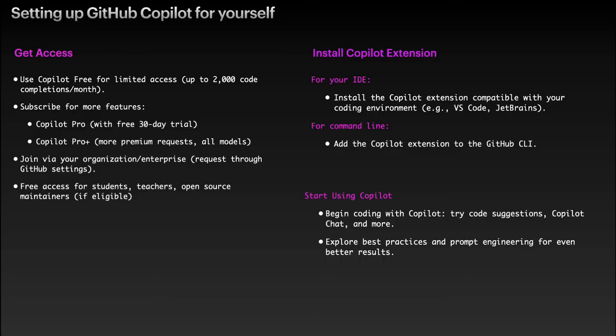So how to install it? For an IDE, install the Copilot extension compatible with your coding environment, let's say VS Code or JetBrains. For the command line, add the Copilot extension to GitHub CLI, and let's start using Copilot. Begin coding with Copilot, try code suggestions, code chat and more. Explore best practices and prompt engineering for better results.